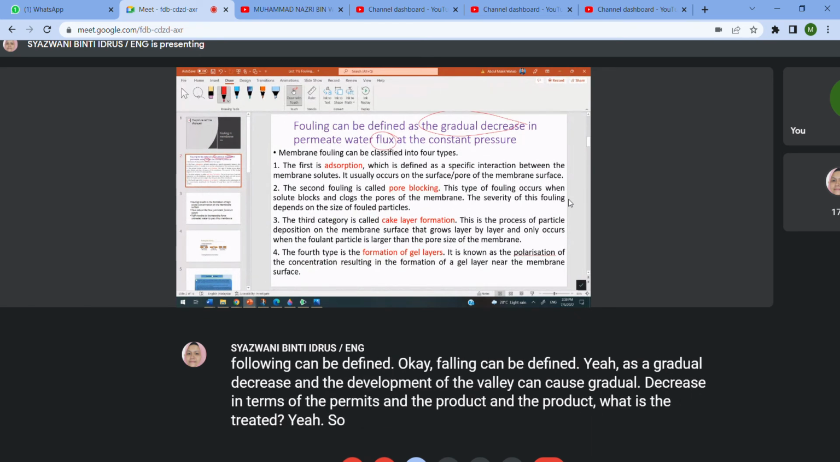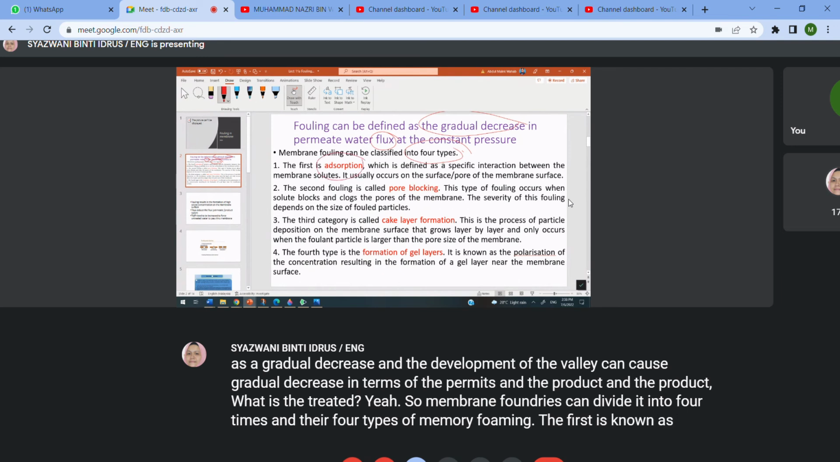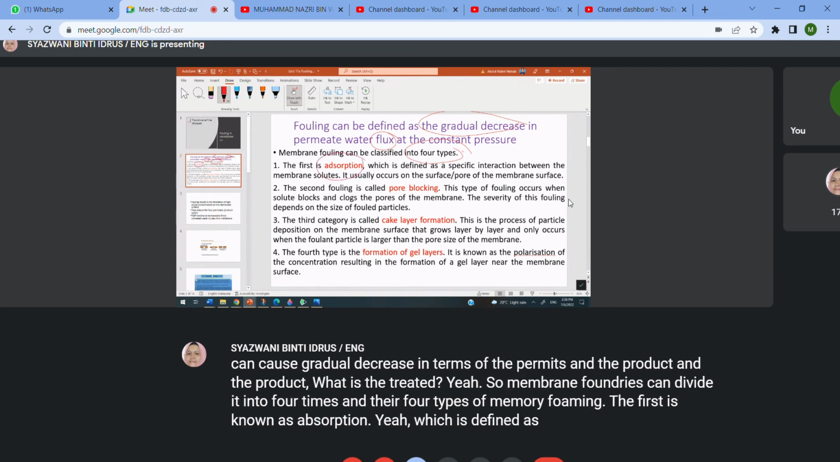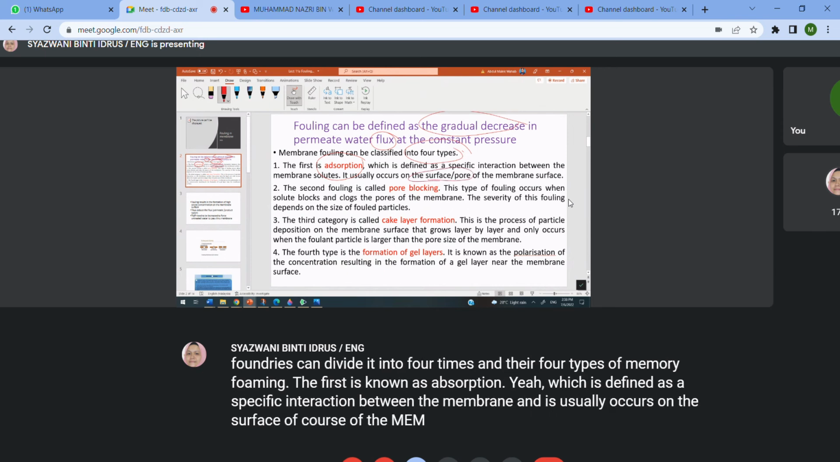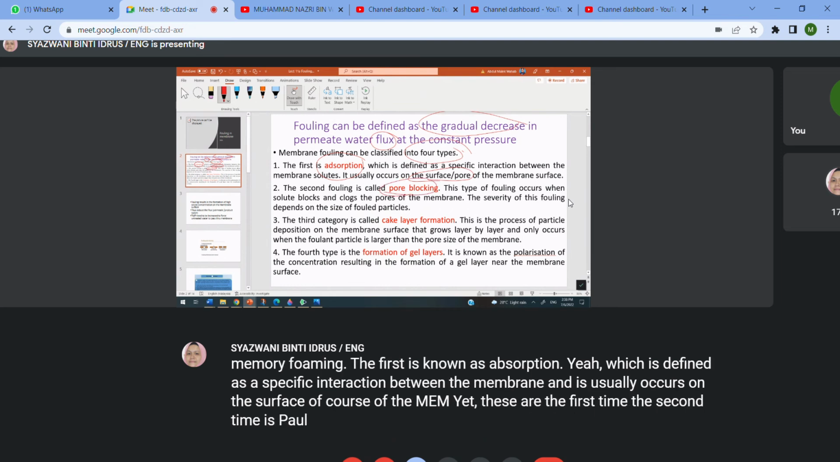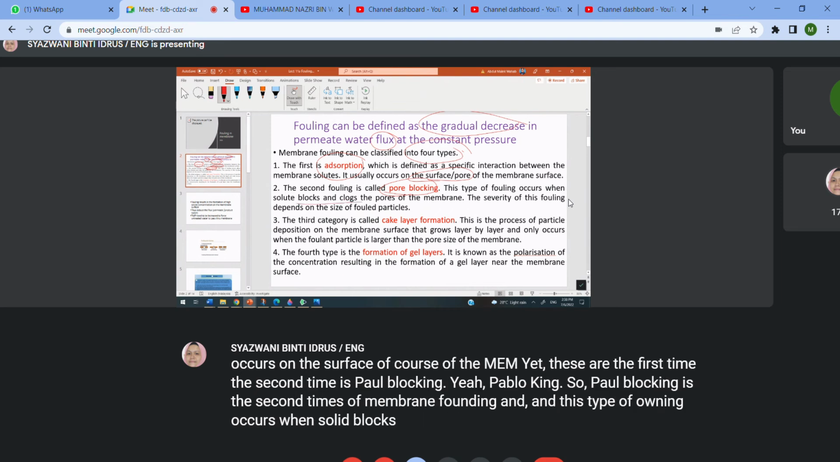So membrane fouling can be divided into 4 types. The first is known as adsorption, which is defined as a specific interaction between the membrane and the foulant, and it usually occurs on the surface or pores of the membrane. The second type is pore blocking. Pore blocking occurs when a solid blocks and clogs the pores of the membrane.